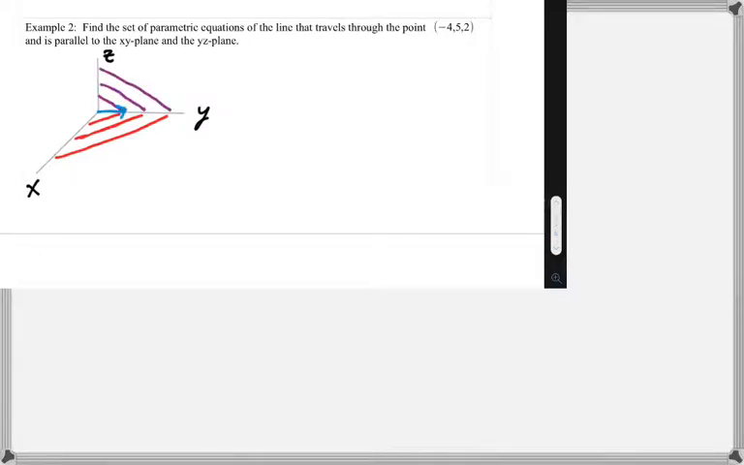So we want to be parallel with the xy plane and also parallel with the yz plane. So a vector that would do that for us would be something simple, the vector j would do that. So vector j is (0, 1, 0). So that'll be our direction vector. And then we've got our point, so we're good to go. We can write the equation of the line that is parallel to the xy plane and the yz plane and travels through the point (-4, 5, 2).